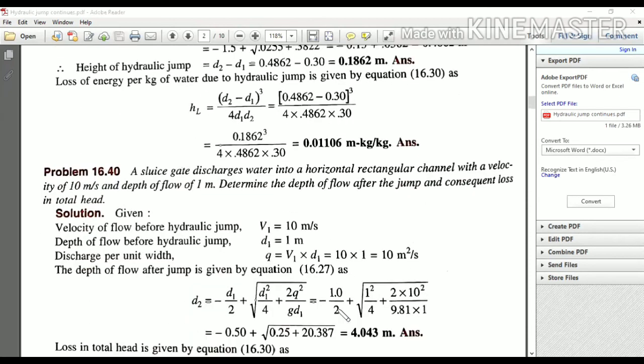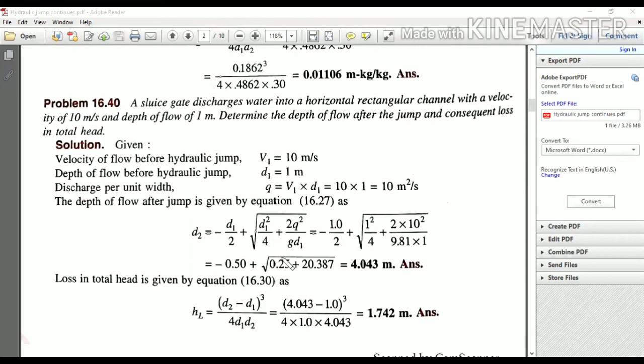So the next question is: a sluice gate discharges water into a horizontal rectangular channel with the velocity v given, and the depth of flow of 1 meter, that is d1 is already given. Determine the depth of flow after the jump and the consequent loss in total head. So the first question asks us to find, as usual, d2, and the next asks about total head loss. It is very simple. In 2 steps the problem will get solved.